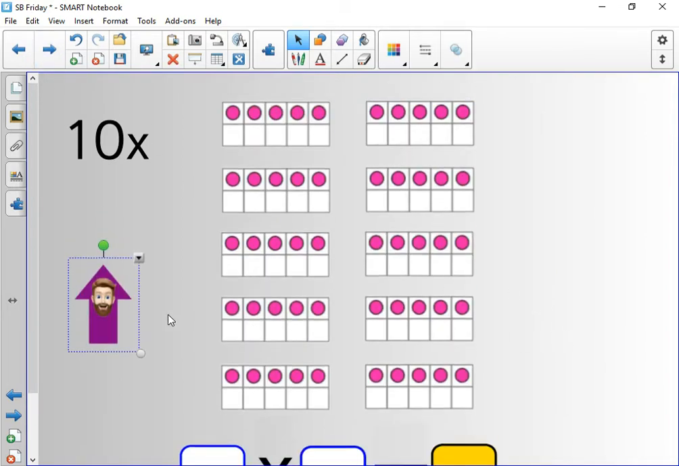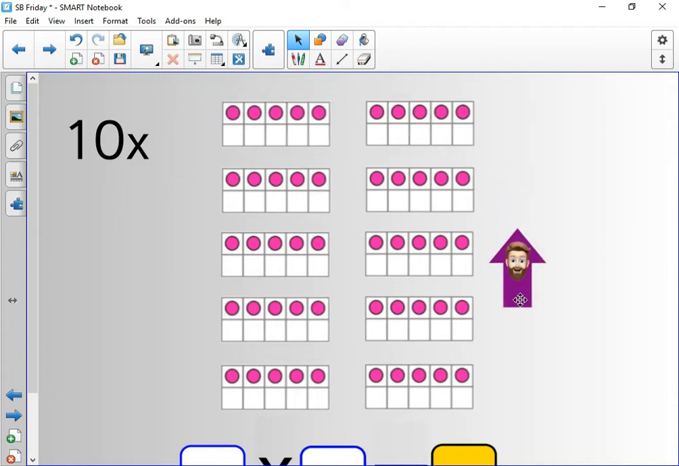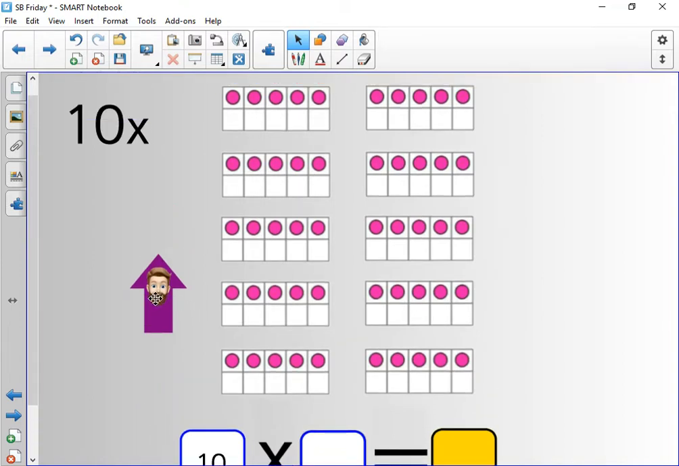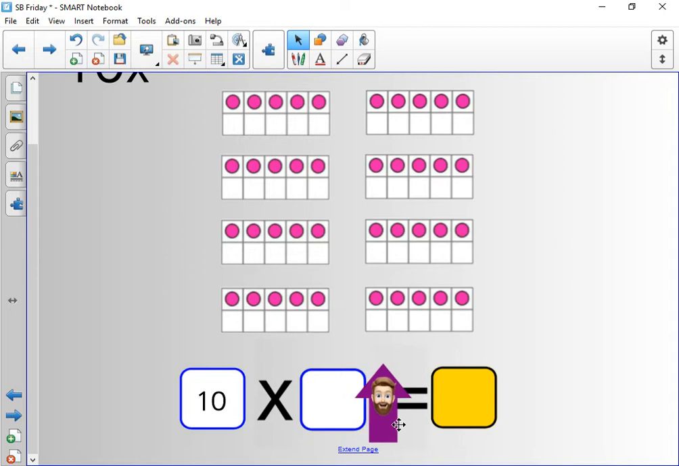Okay, so my tens frames are the groups this time. I've got 10 tens frames, so that's nice and easy. How many are in each tens frame? Shout out the number I'm going to write in this box. That's right, 5. And what's the answer? 10 times 5, or 5 lots of 10. The answer is 50.